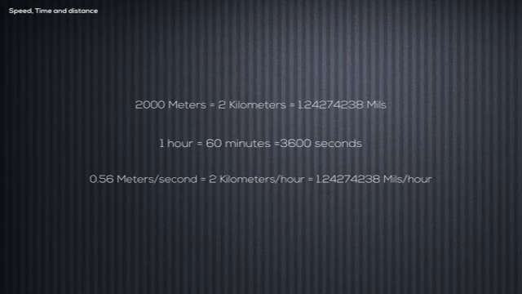Distance is usually measured in meters, kilometers or miles. Time is measured in hours, minutes or seconds, and speed is measured in meters per second or kilometers per hour or miles per hour.